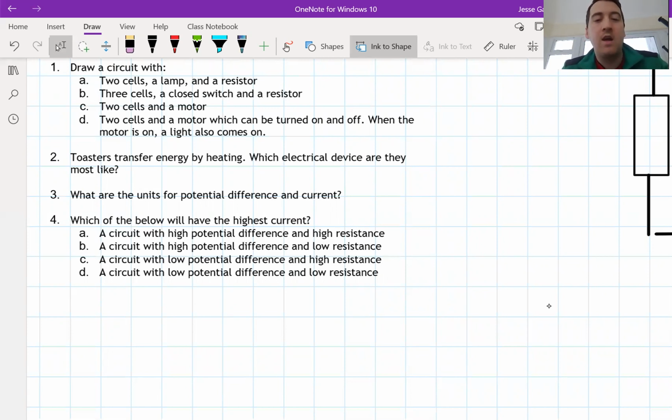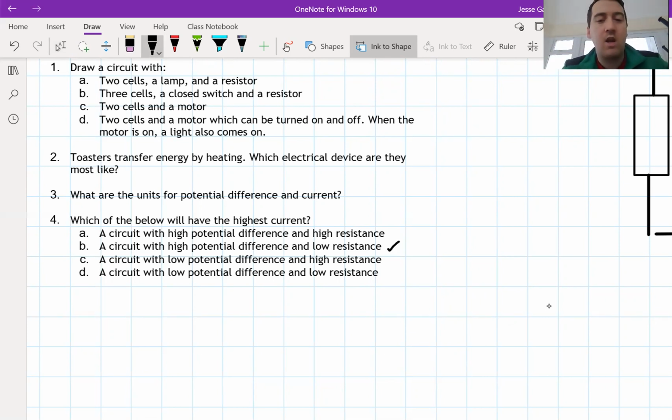What about B? A circuit with a high potential difference. So, electrons moving quick, that sounds good. But a low resistance. Well, low resistance isn't going to slow down the electrons very much. So the current there will be very high, because we've got electrons being pushed with a lot of energy. So they're going to move fast, so current's high, and resistance is low, that means it's not going to slow down the current too much. So yeah, that sounds good. I'm going to just put a little tick beside there.